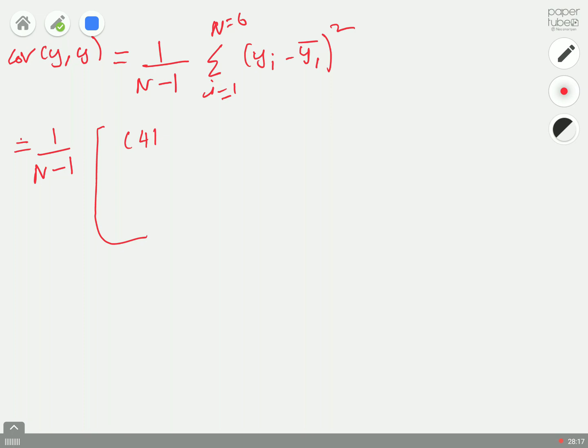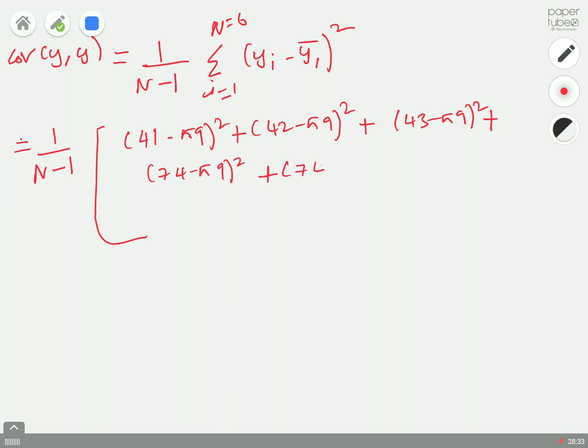So that is 41 minus 59 the whole square, plus 42 minus 59 the whole square, plus 43 minus 59 the whole square, plus 74 minus 59 the whole square, plus 74 again minus 59 the whole square, plus 80 minus 59 the whole square. And here 1 by n minus 1 is nothing but 1 by 6 minus 1. So that should give you the covariance of y comma y. This value should be equal to 352.